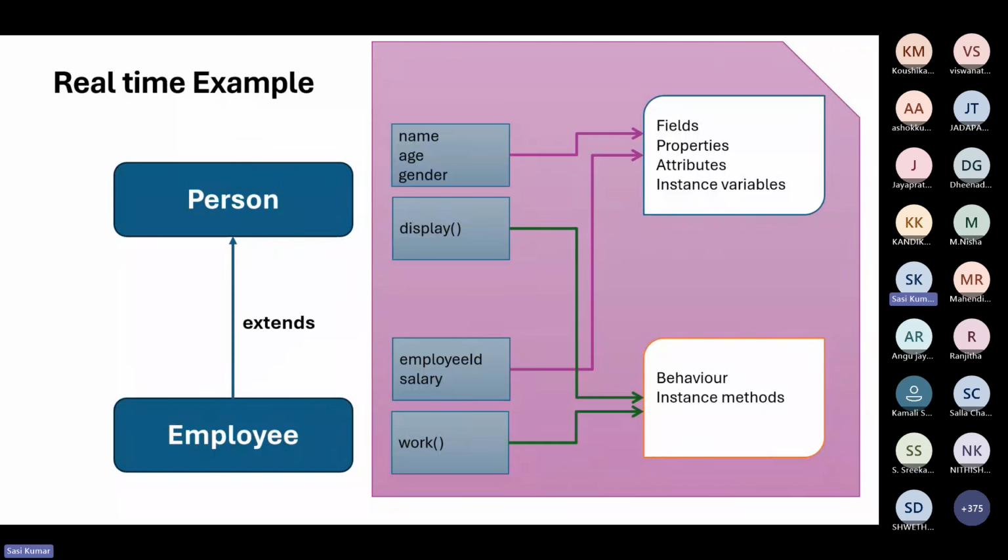So employee can have its own properties. We saw in the previous example that child can have its own property. He can have his or her own bike, or his or her own assets. That is possible. These variables are called fields or properties or instance variables or attributes. The action which we are going to perform, that is called behavior or instance methods.